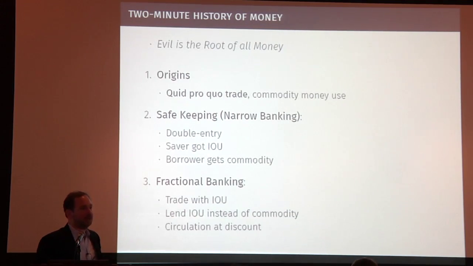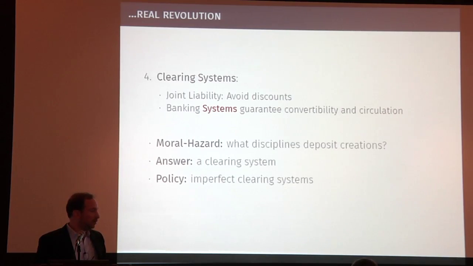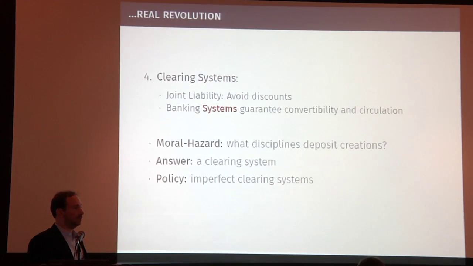But at the very beginning, in the 19th century, in the US at least, deposits circulated at a discount. Why? Because you didn't know what the bankers were doing, how much commodity they had backing their assets. So the real revolution comes when banks figured out a way to solve this discount problem. And that's when banking systems were created. So what is a banking system? It's a system of joint liability. Banks are unique in the sense that they issue liabilities that are accepted by everybody else as means of payment, but they are deposited at other banks.